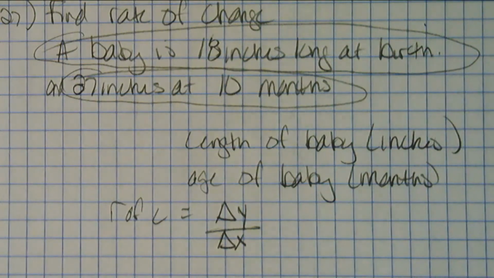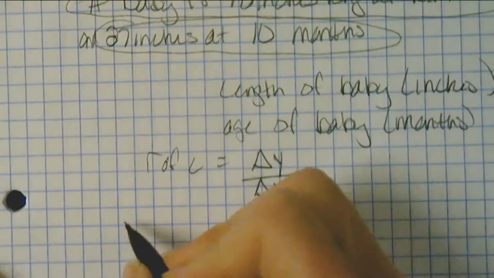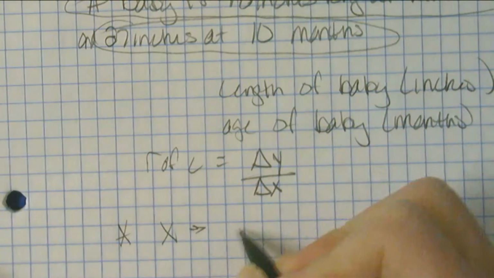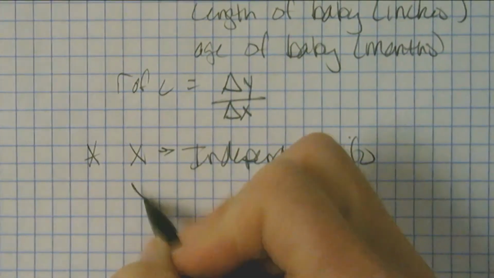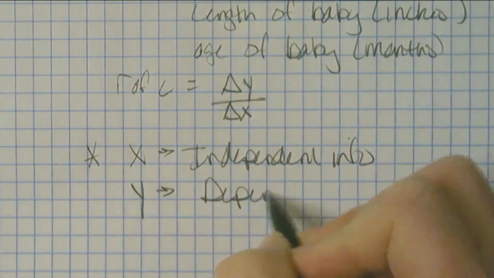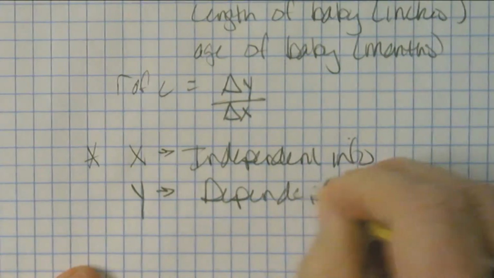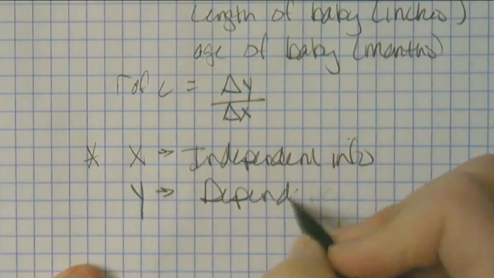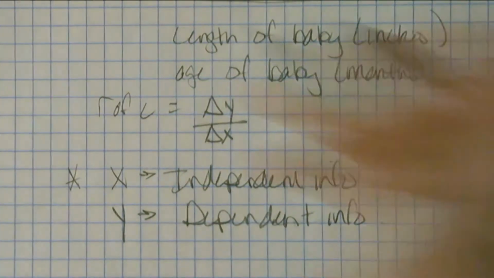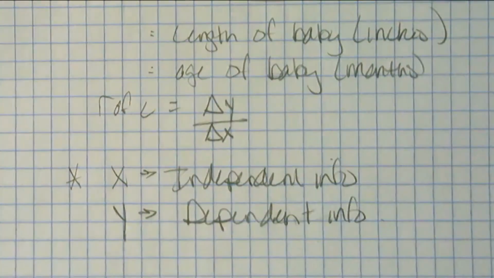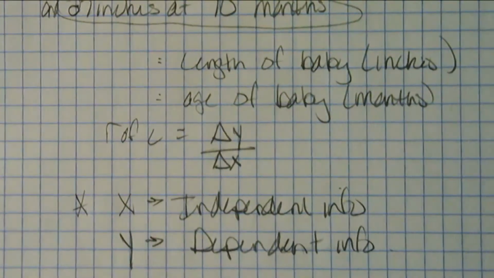How many of you guys agree that I need to know which of those is x and which is y? Okay. Your x information is always your independent information. Your y information is always your dependent information. So I need to figure out which of these depends on which. Does the length of a baby depend on how old they are? Or does how old the baby is depend on how long they are?